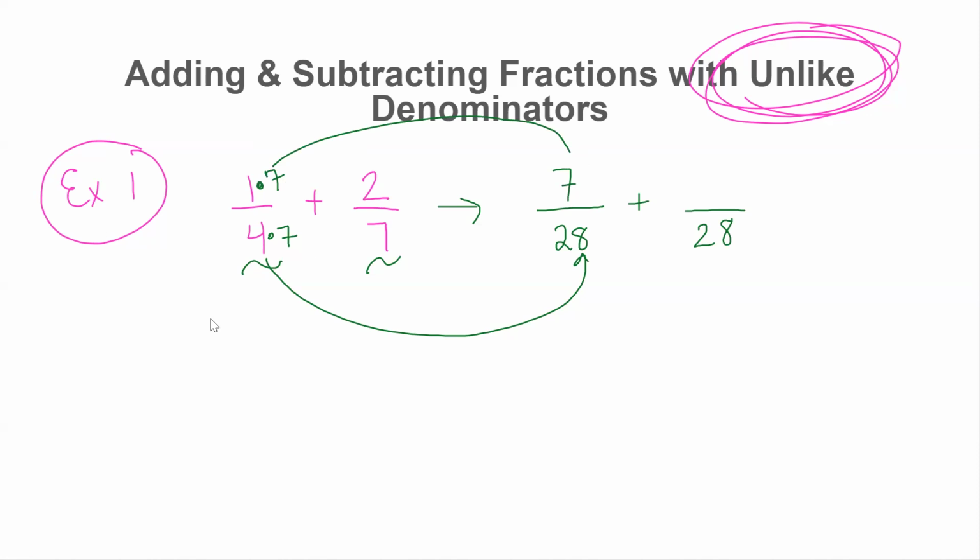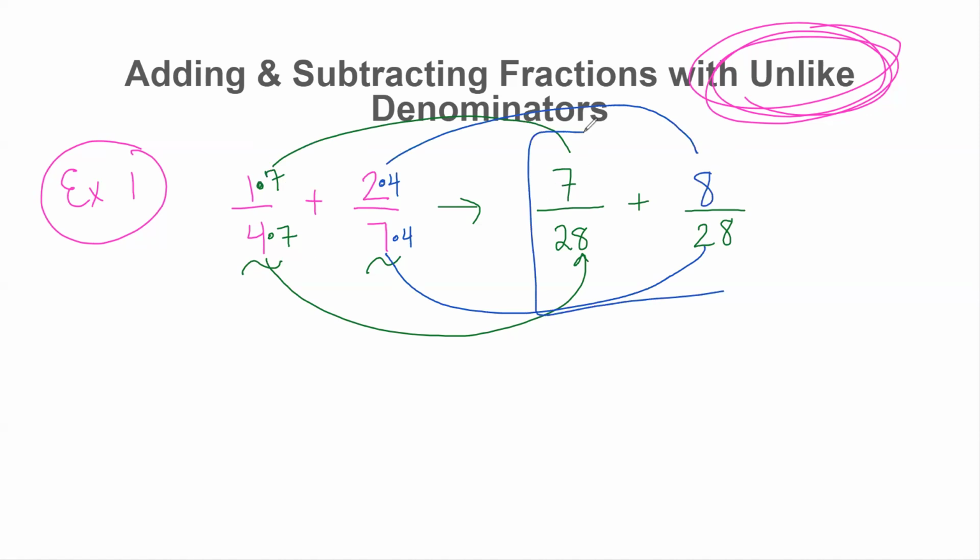And then do the same for the second one. 7 times what gives you 28. So that's 4. And then you'll do it to the top. 2 times 4 is 8. And now look at your new problem. They have a common denominator, so we're going to keep the 28. And 7 plus 8 is 15. That does not reduce. We're done.